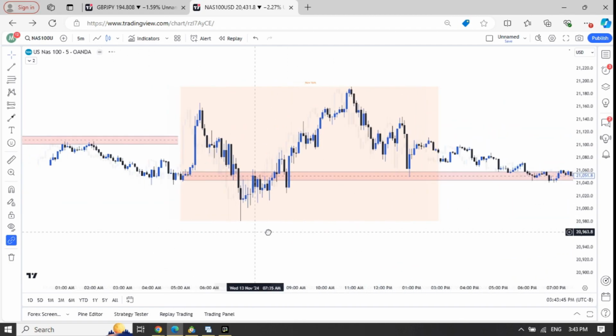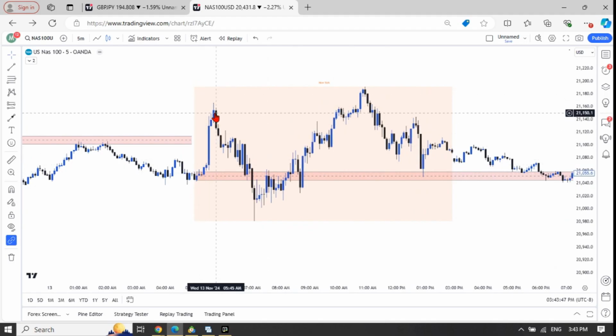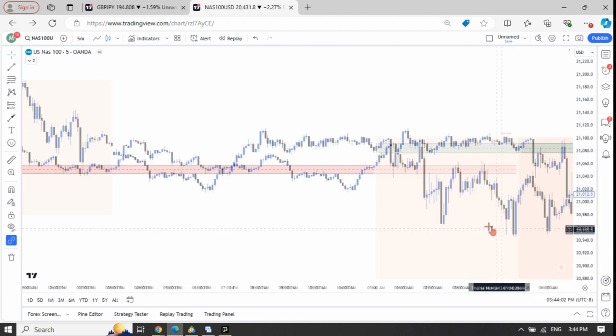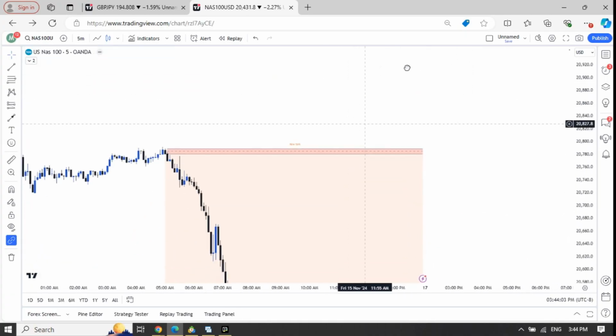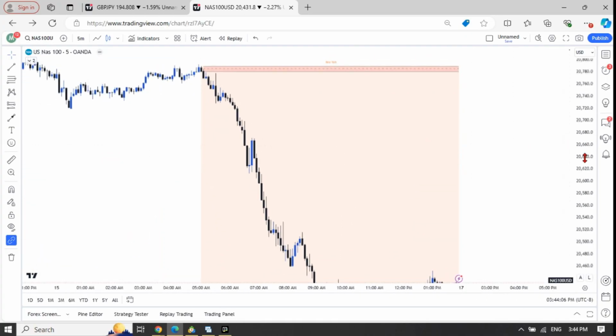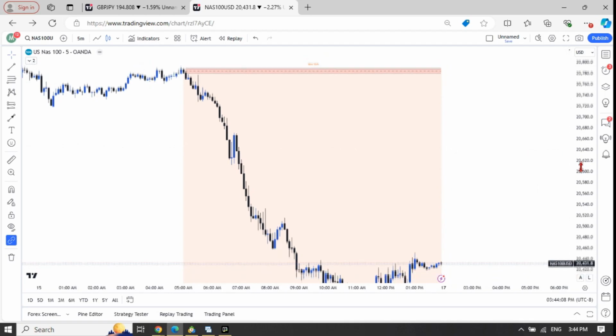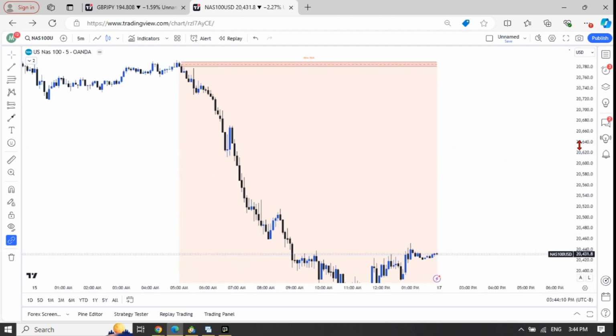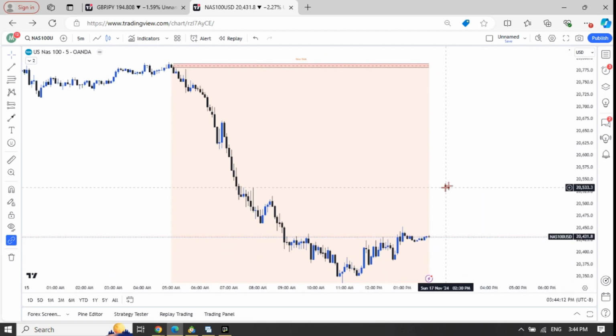The day before, see here we got just a rocket off the zone. Price came back down, broke through, retested the zone, broke out, retested the zone, and continued up. So let's go back to today. Here's today's trade.